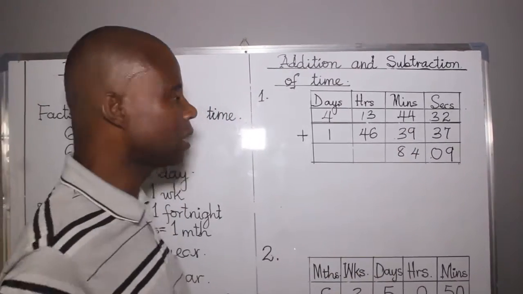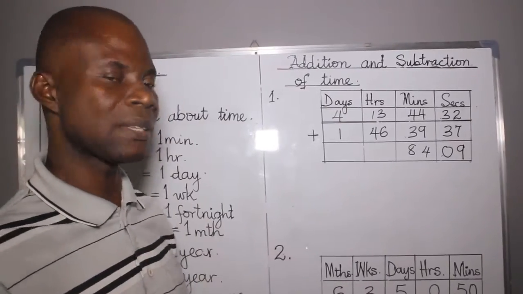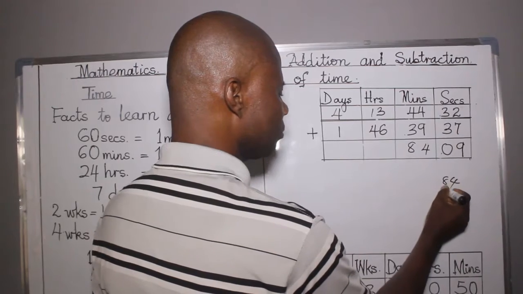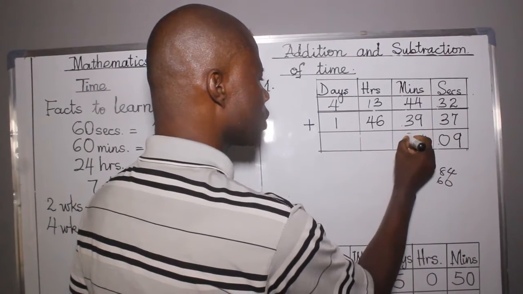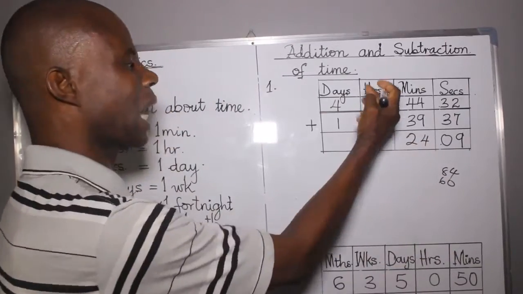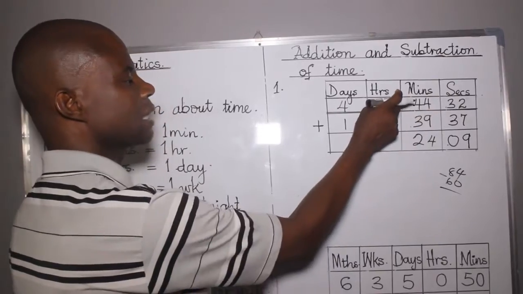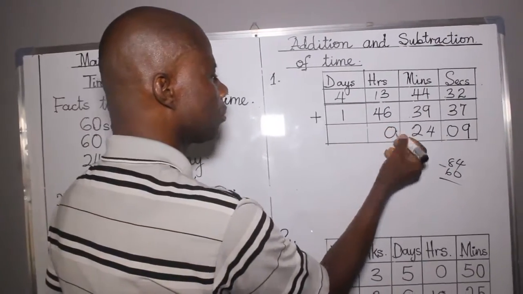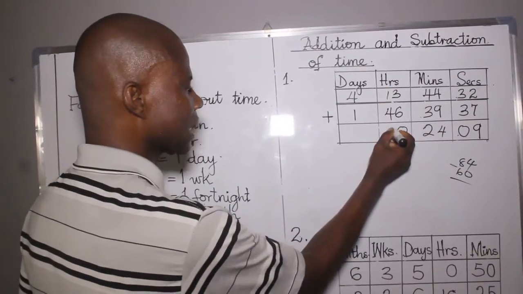We don't walk away, because 60 minutes will give us 1 hour. And therefore we take 60 from this, and we are left with 24. 84 take away 60. We are left with 24, and therefore this becomes 24. Then we take 1 hour to the next digits. Taking 1 hour to the next digit will give us 3 plus 1 will give us 4, plus 6 will give us 10, 0. Take 1 to the next digit. 2 plus 4 will now give us 6.